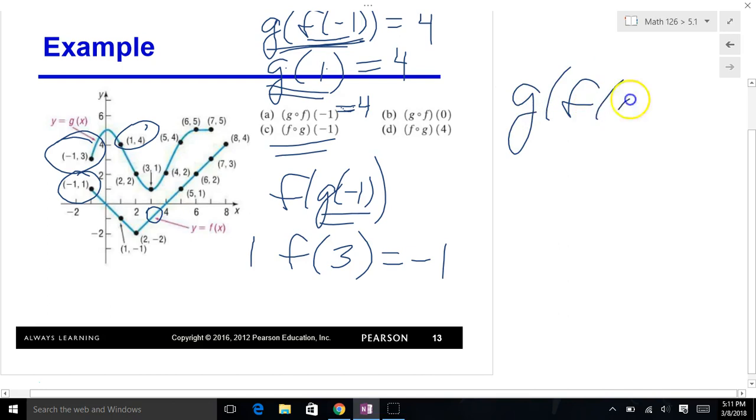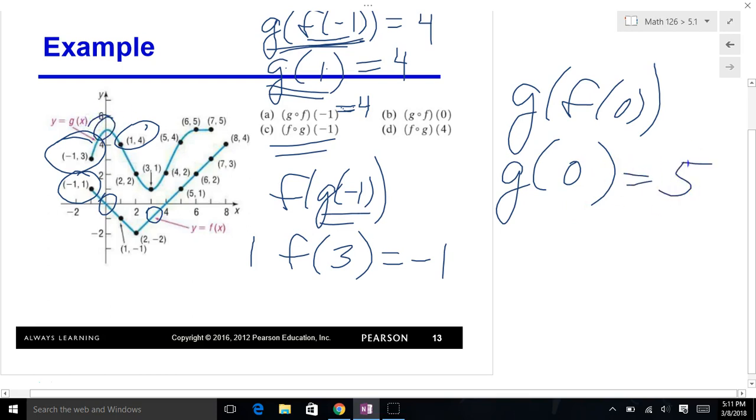Let's do that g of f of 0. So find f of 0. That's my lower function right there. f of 0 is 0. And then find g of 0. So I go to my upper function right there. g of 0 looks like it is 5.